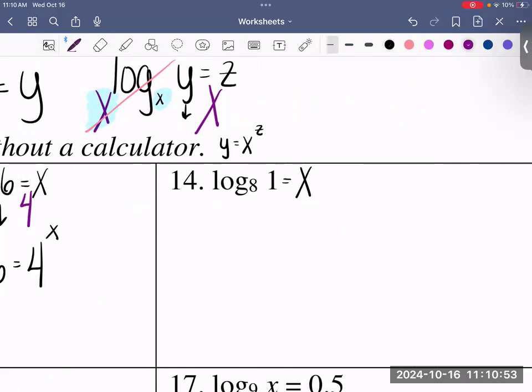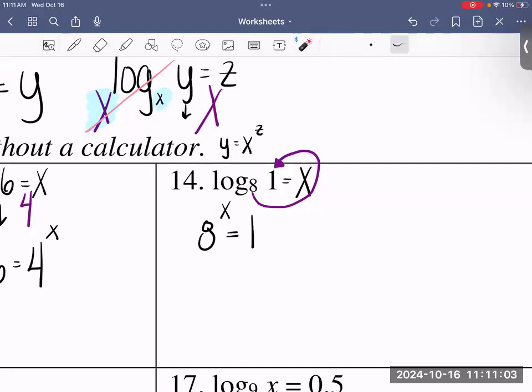So I'll do the swoop method for this one. It's just going to swoop up and around. So we have 8 to the x is equal to 1. So it's just saying 8 to the what power is equal to 1? So what power allows us to have a 1 come out? Well, anything raised to the 0 power is equal to 1.